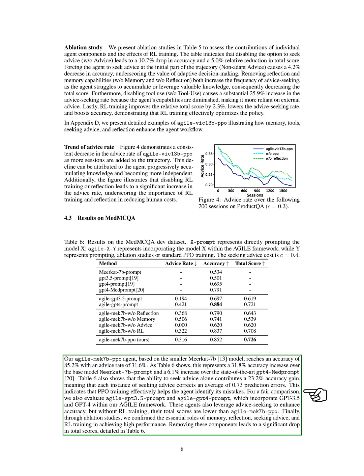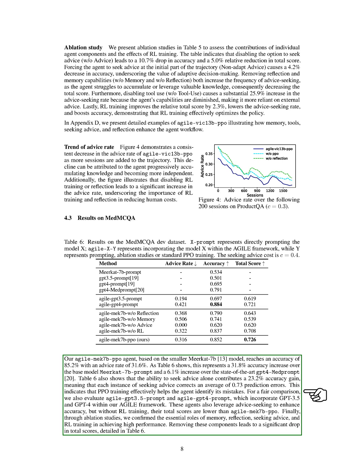We also evaluated AGILE GPT-3.5 prompt and AGILE GPT-4 prompt within our AGILE framework, incorporating GPT-3.5 and GPT-4. These agents used advice seeking to enhance accuracy, but without RL training, their overall performance was lower than AGILE Meerkat 7B PPO. Through ablation studies, we confirmed the crucial roles of memory, reflection, seeking advice, and RL training in achieving high performance. Removing these components led to a significant decrease in total scores.